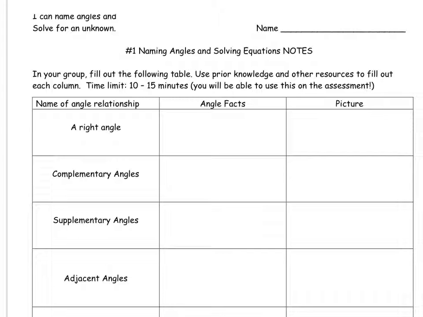Remember, a right angle has 90 degrees, and it forms an angle where the two lines meet perpendicularly. So a right angle has 90 degrees.